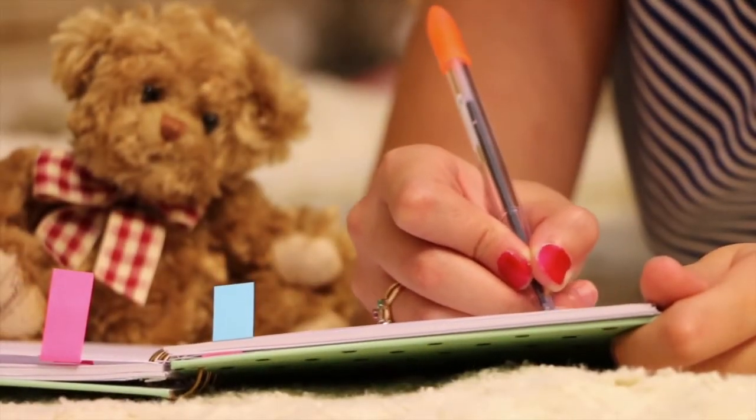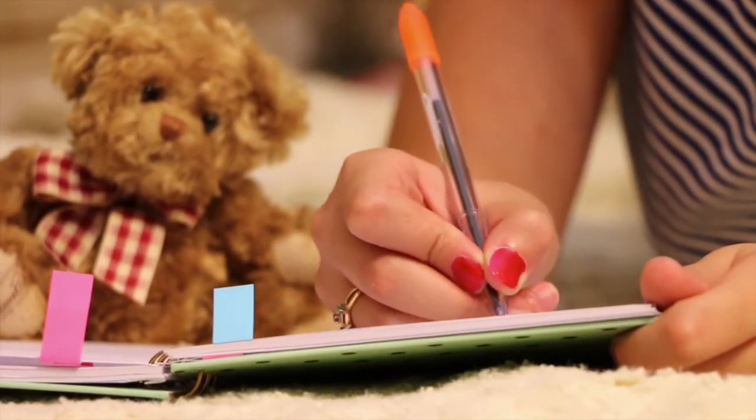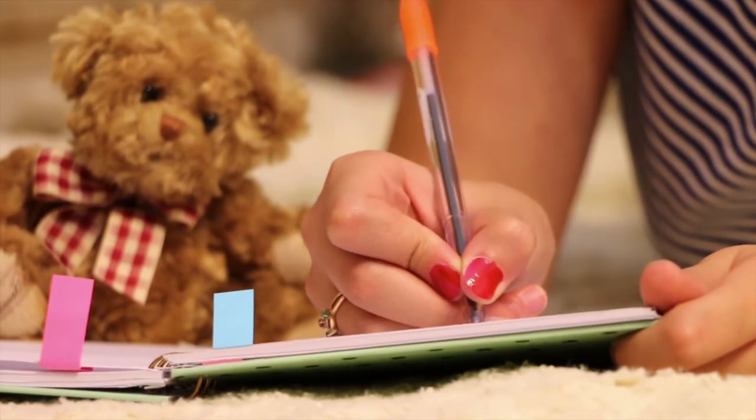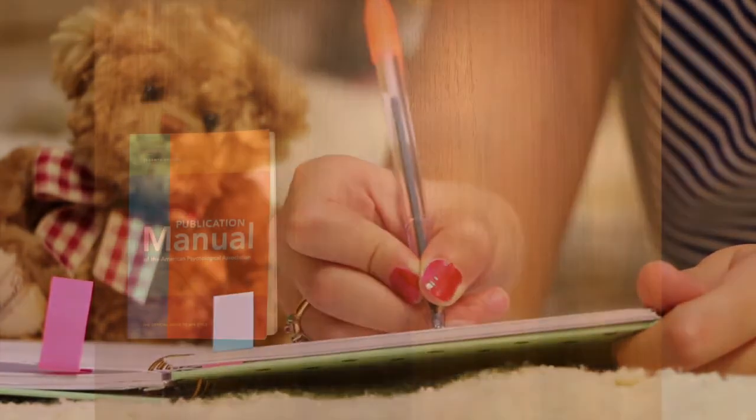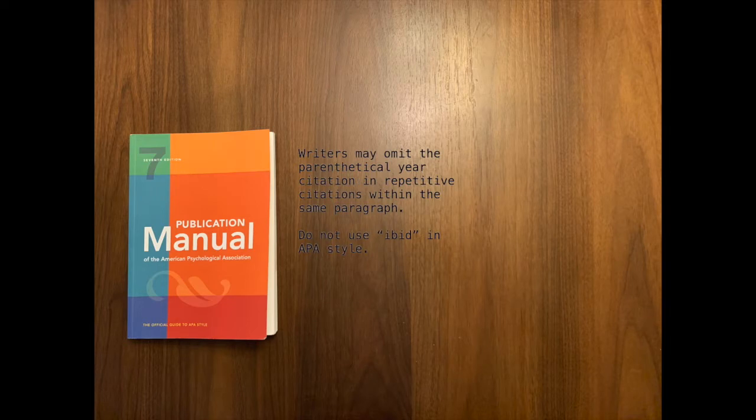Many times, writers need to cite the same work repetitively throughout a paragraph or section of a paper. If a paragraph contains repetitive narrative citations, writers may omit the year in subsequent usage after including the year in its first instance. However, the year is always included in all parenthetical citations. Also, keep in mind that the abbreviation ibid is not used in APA style.